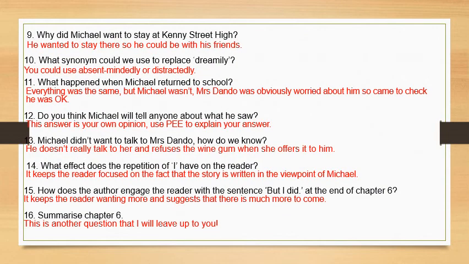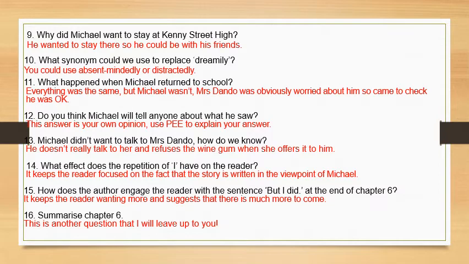Okay, number 9. Why did Michael want to stay at Kenny Street High? Because he wanted to be with his friends. Okay, remember he named his 2 friends and he says, I want to stay with them. Number 10. What synonym could we use to replace dreamily? So he was talking about the people sitting on the bus looking out of the window dreamily. So I thought of absent-mindedly because you're just not really concentrating on anything, or distractedly because they're getting distracted by whatever's in their head. You might have other ones and that's absolutely fine.